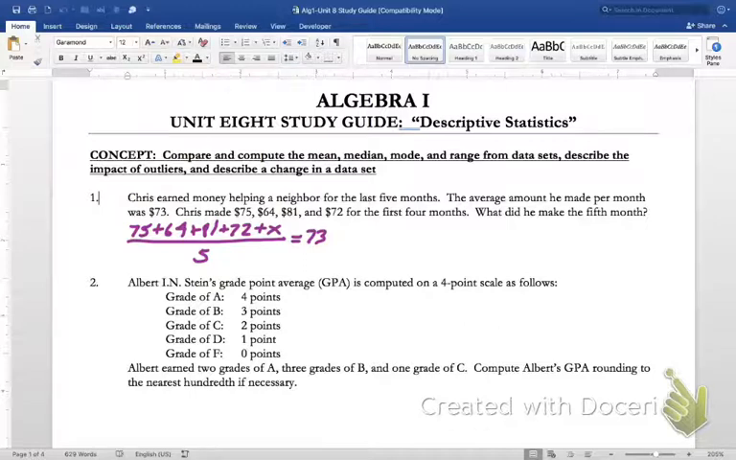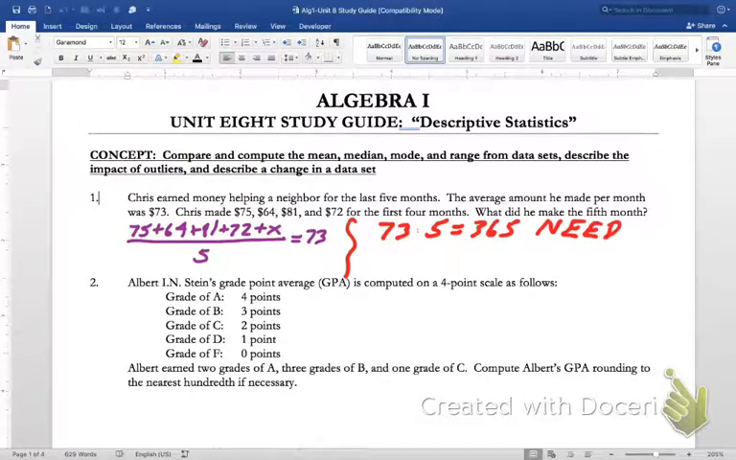The second way in which we can do this can be done without some of the algebra. If we solve this equation that I've got set up here, I'd have to simplify everything in the numerator, multiply both sides by 5, and then do some subtraction. The alternative is to do this. Since I need a $73 average or mean, that means 73 times 5, which turns out to be $365. That dollar amount represents what I need.